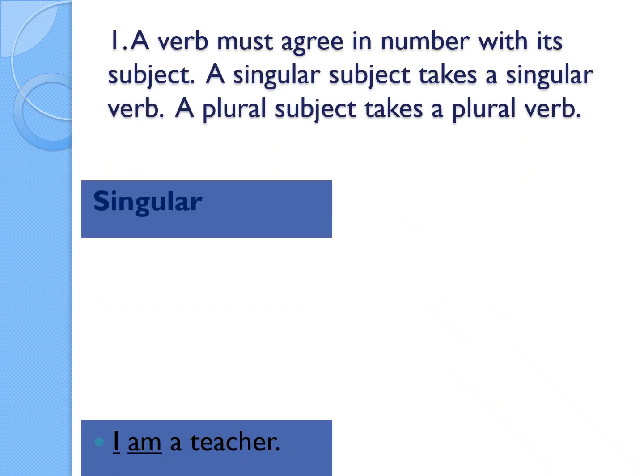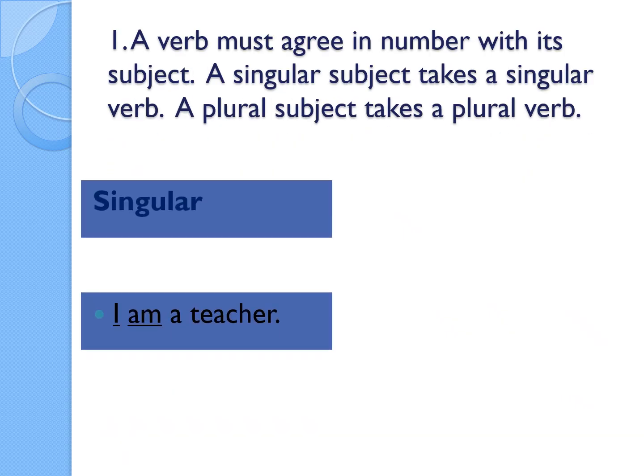Another example: I am a teacher. I am a teacher. What is the subject in the sentence? The subject is I. It is a personal pronoun, singular pronoun. So it must use am as its linking verb. It is always the linking verb to be used if the subject is I and the tense of the sentence is in the present tense.